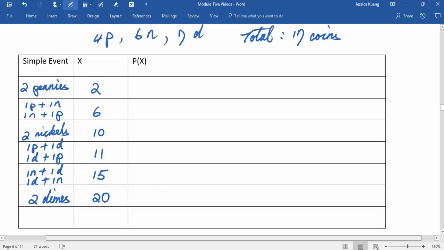The probability of getting the first penny will be 4 over 17. Without replacement, I will end up with only 16 coins. And out of that 16, 3 of them are pennies. Simplify this fraction, I will have 3 over 68.